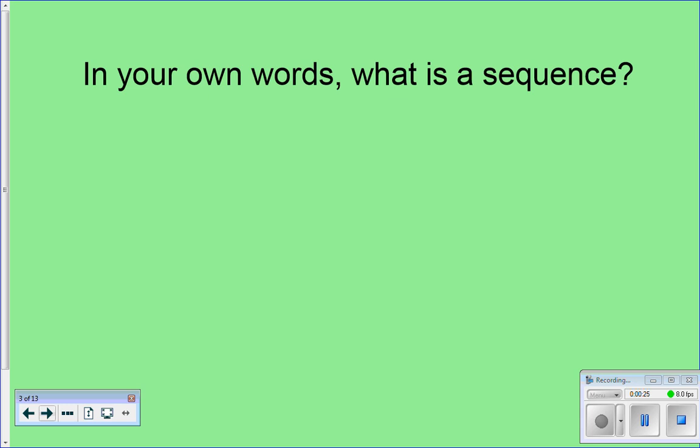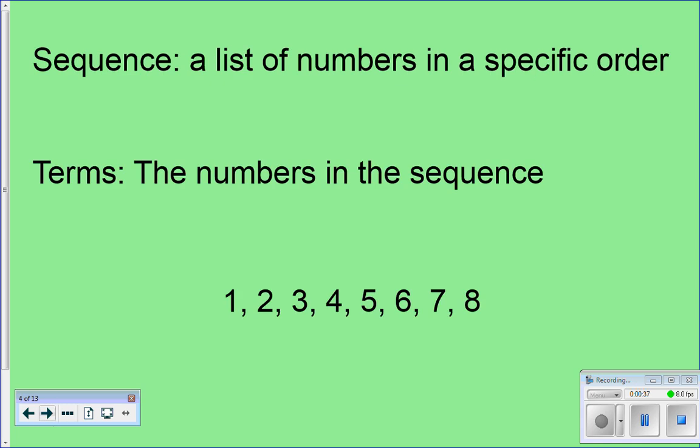Somebody would tell me it's a game. You heard of the game Sequence? Okay. But yeah, everything you guys pretty much said is right. It's something that goes in a certain order and it kind of repeats after each other. So a sequence is a list of numbers in a specific order.